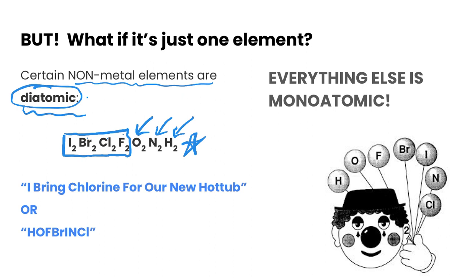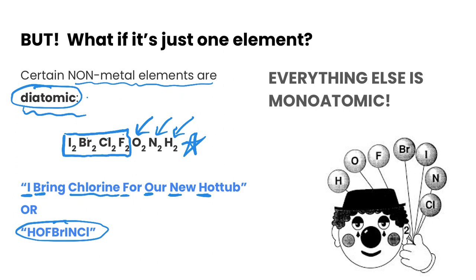And there's a couple ways you can memorize which ones are diatomic. I kind of like this saying: I, which stands for iodine, bring, which stands for bromine, and then chlorine, which is just chlorine. For, if we take the F, that's fluorine. O for oxygen, our. New, that's nitrogen. And then H, hydrogen, our hot tub. So I bring chlorine for our new hot tub. Or you could just remember Hofbrinkel if you say them all together. That's another fun way that you can do it.